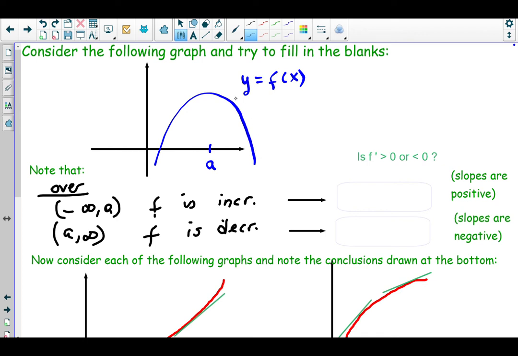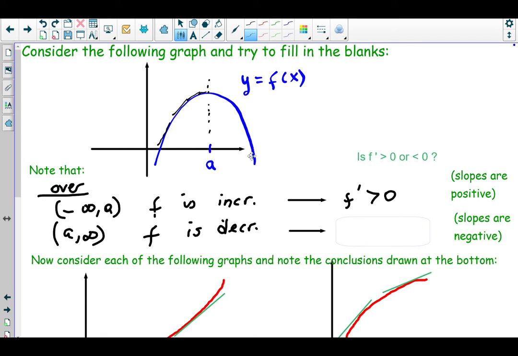We have a graph y equals f of x, and notice that this graph is rising over the interval from -infinity to a. The graph is rising, right? So f is increasing. What can you tell me about the first derivative? While this graph is rising, look at the first derivative, which is the slope of the tangent line. The slope of the tangent line will always be positive, right? So while the graph is rising, is f prime greater than 0 or less than 0? Our answer is it's greater than 0. Slopes are always positive while it's rising.